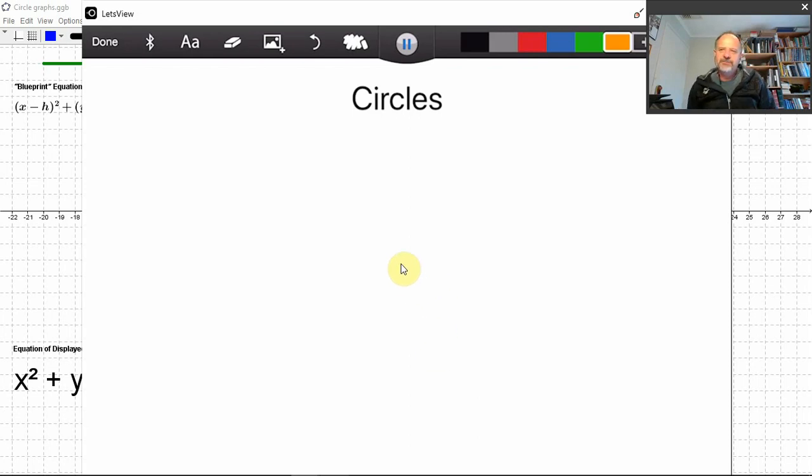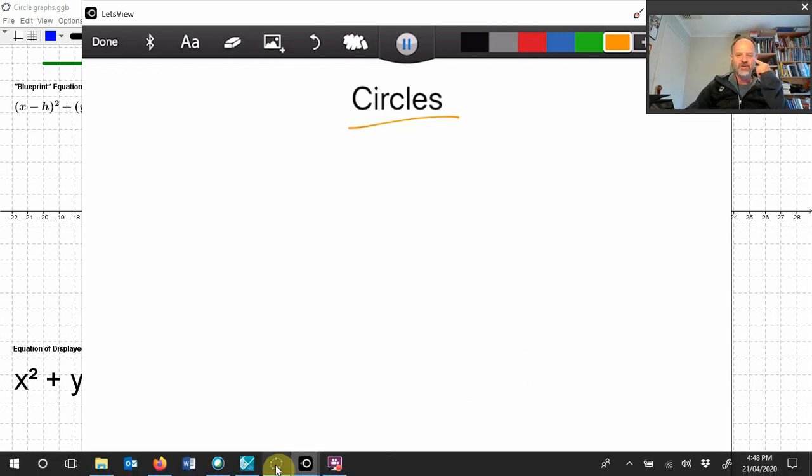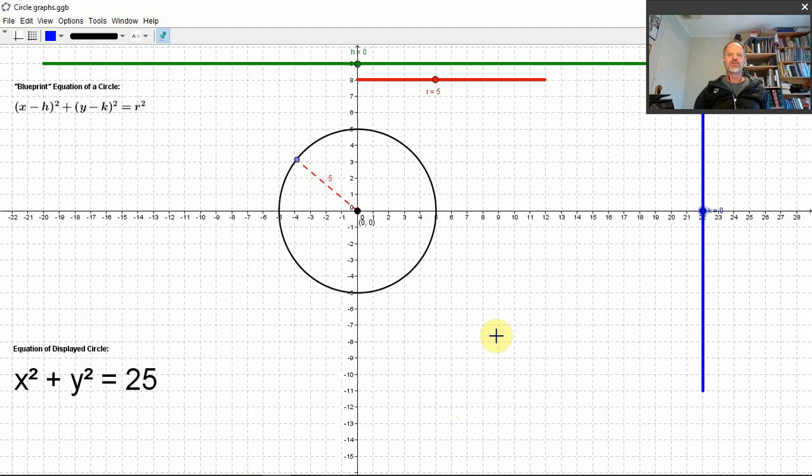All right, today we are, as it says here, looking at circles. So here's a circle here. Let's look at this GeoGebra thing. Here's a nice circle here. So it's giving us the equation of this displayed circle here: x squared plus y squared equals 25. So the equation of the circle looks like that, and here's a general equation. So we'll look into all of that.